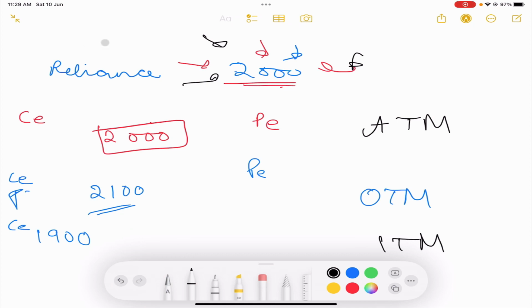Okay, what we just saw was for the call side. Now for the put side, it is going to be the opposite. Why is it going to be the opposite? Because the put side is the opposite of call, right? I hope you are clear with that.